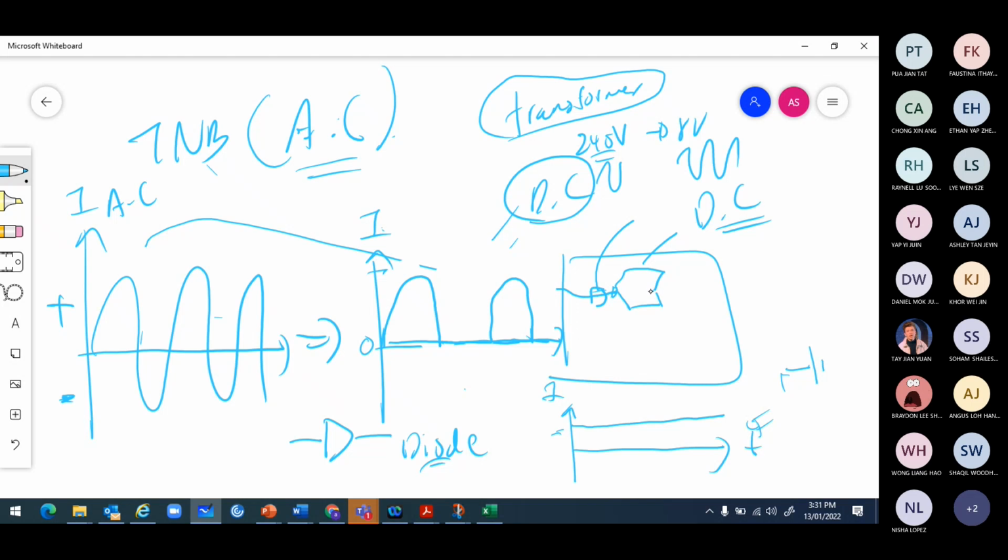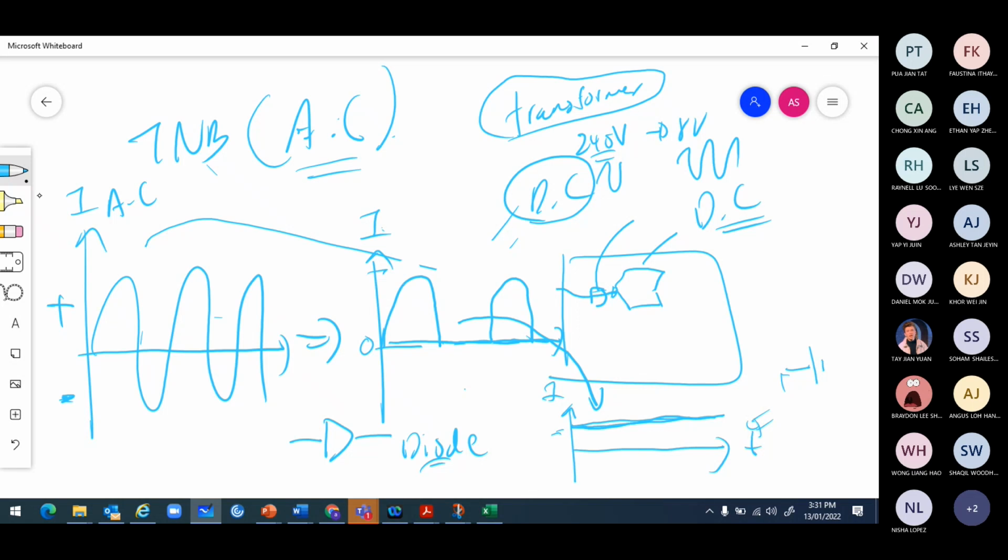Maybe the brightness of the screen gets dimmer and brighter, because the current flow is constantly changing from 0 to maximum. So what we need to do is convert this ripple to a constant current. How can we do this? By using a capacitor. The capacitor does the job.